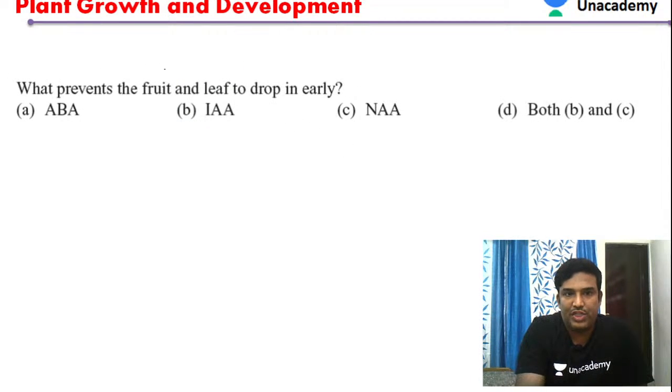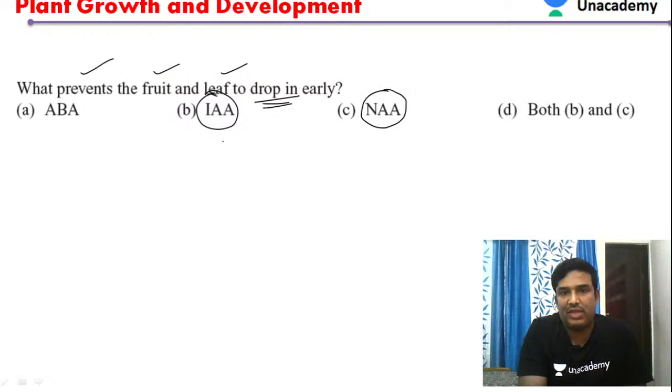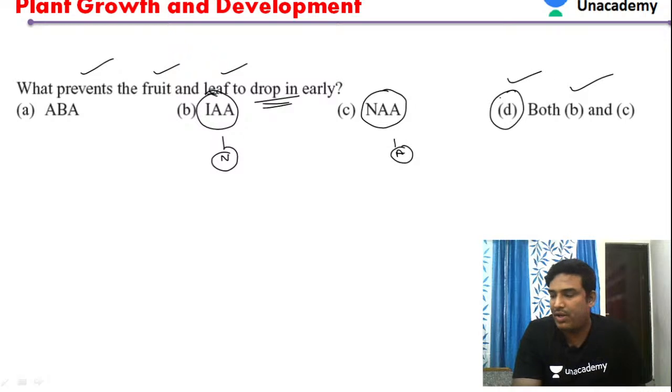Next. Which prevents the fruit and leaf from dropping early? No doubt it is indole acetic acid as well as naphthalene acetic acid. Both are auxins only, one natural and one artificial, but both play an important role in preventing early fruit drop as well as leaf drop. So option D will be our answer.